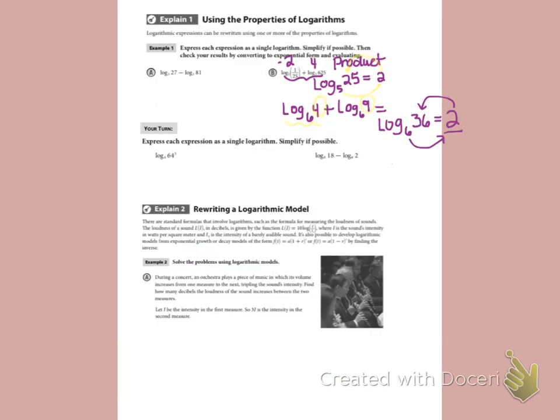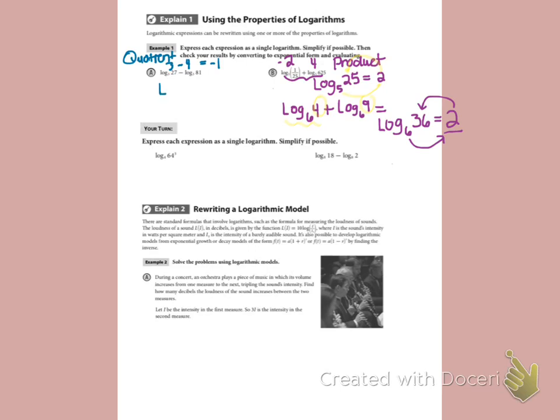Example A is an example of using the quotient rule. I'm just going to title this quotient. Again, there happen to be two values that are fairly reasonable to just evaluate on their own, so I can check my answer. I know the log base 3 of 27 is 3. I know that the log base 3 of 81 is 4 because 3 to the 4th is 81. So when I combine these together, I should get -1 when I find the value, because 3 minus 4 is -1.